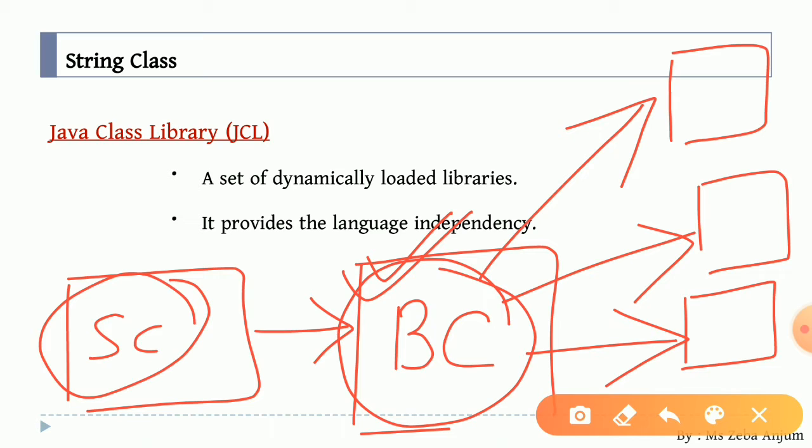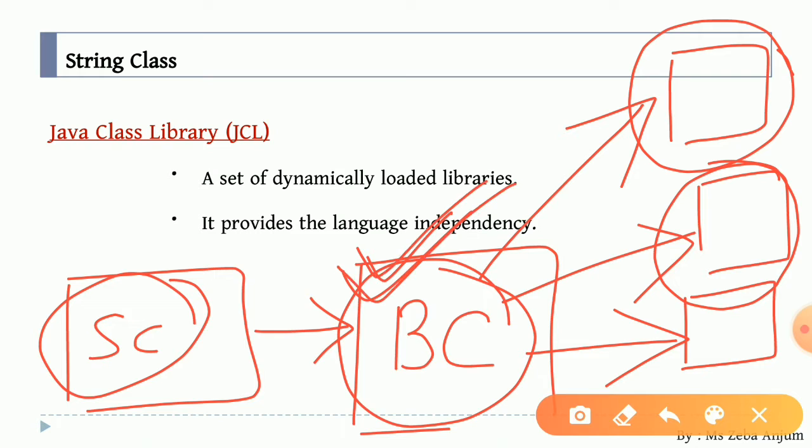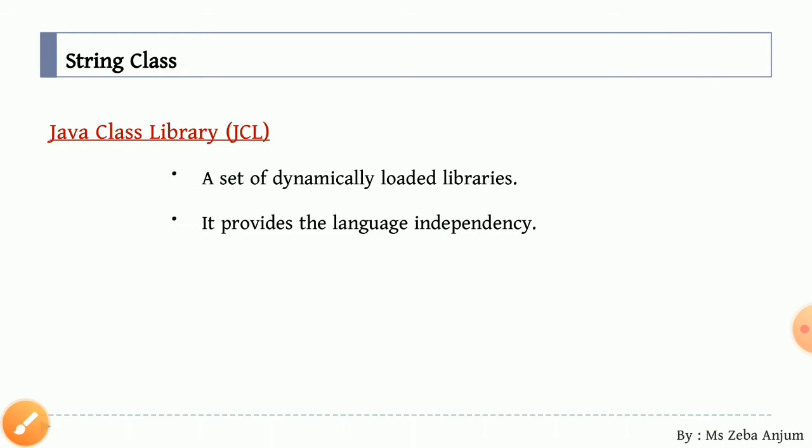Okay, what does the Java class library do for you? It picks up the configuration of your machine and, according to it, converts your bytecode so that your bytecode becomes completely compatible with the machine, and you are not to be worried about the hardware as well as the components of your operating system. Okay, so that is why these Java class libraries are very important.